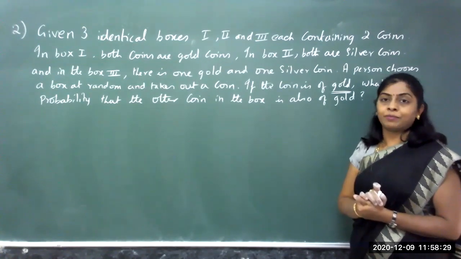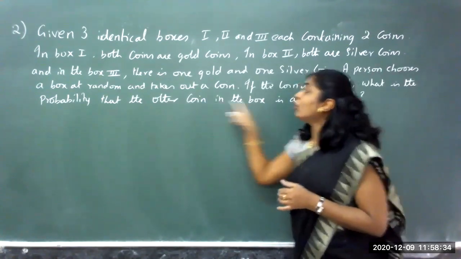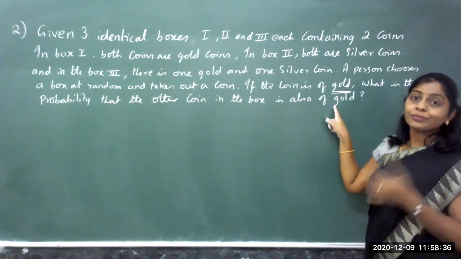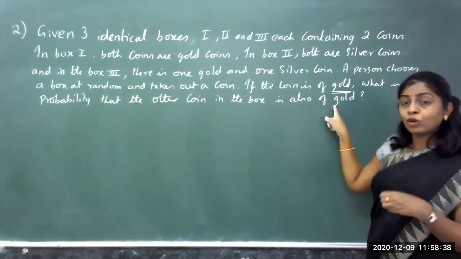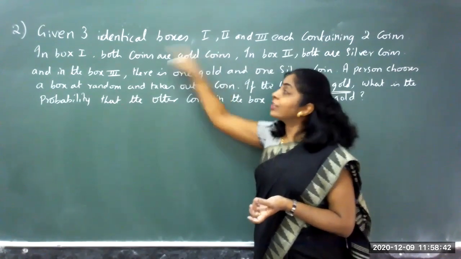Using Bayes theorem. Here they have not given box 1 directly, but they have given you that the other coin in the box is also gold. In which box do you pick out a gold coin and the remaining is also a gold coin, where only two gold coins are? That is box 1.